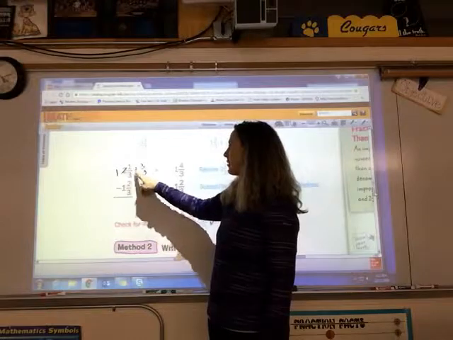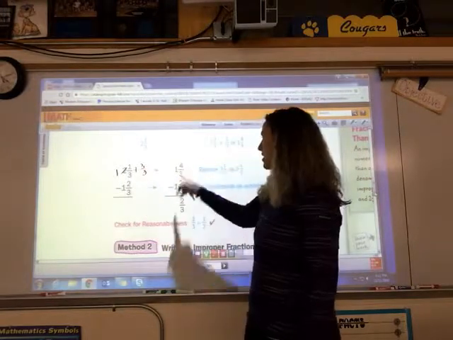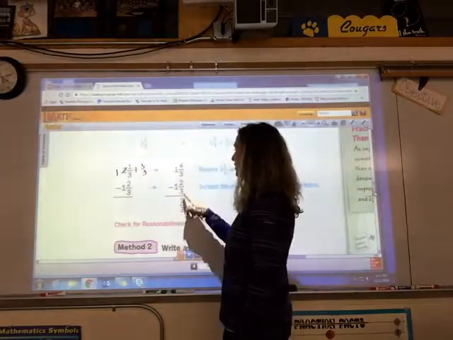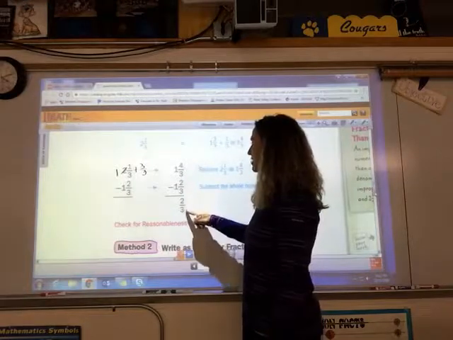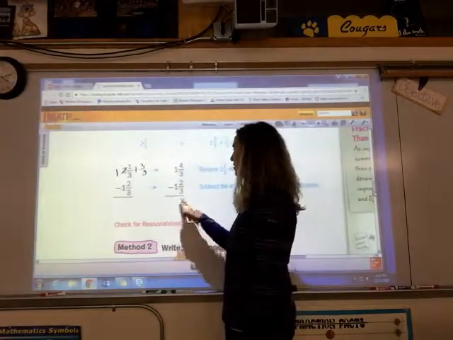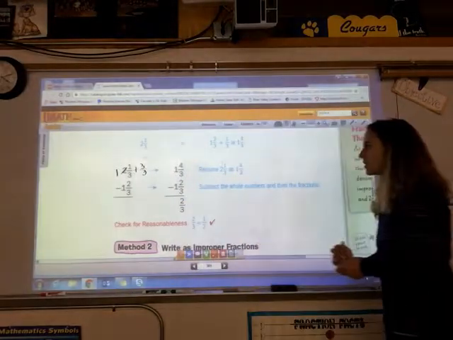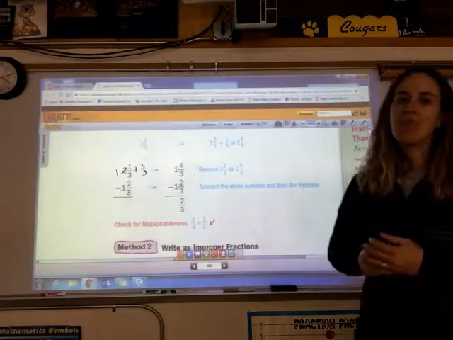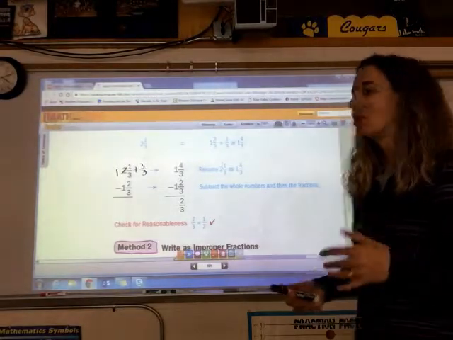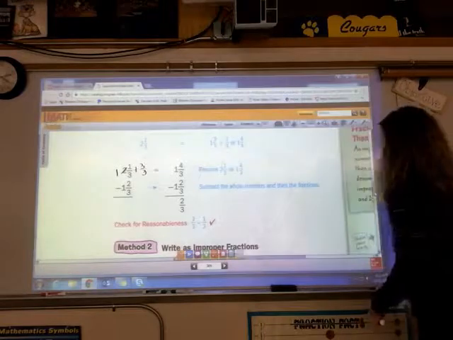So I had 1 plus 3 to get 4. Now I can take 4 minus 2 and get 2. Denominator stays as 3. 1 minus 1 would be 0. So our answer is 2/3. So what you are doing is you're renaming just as you would if it was a regular subtraction problem.